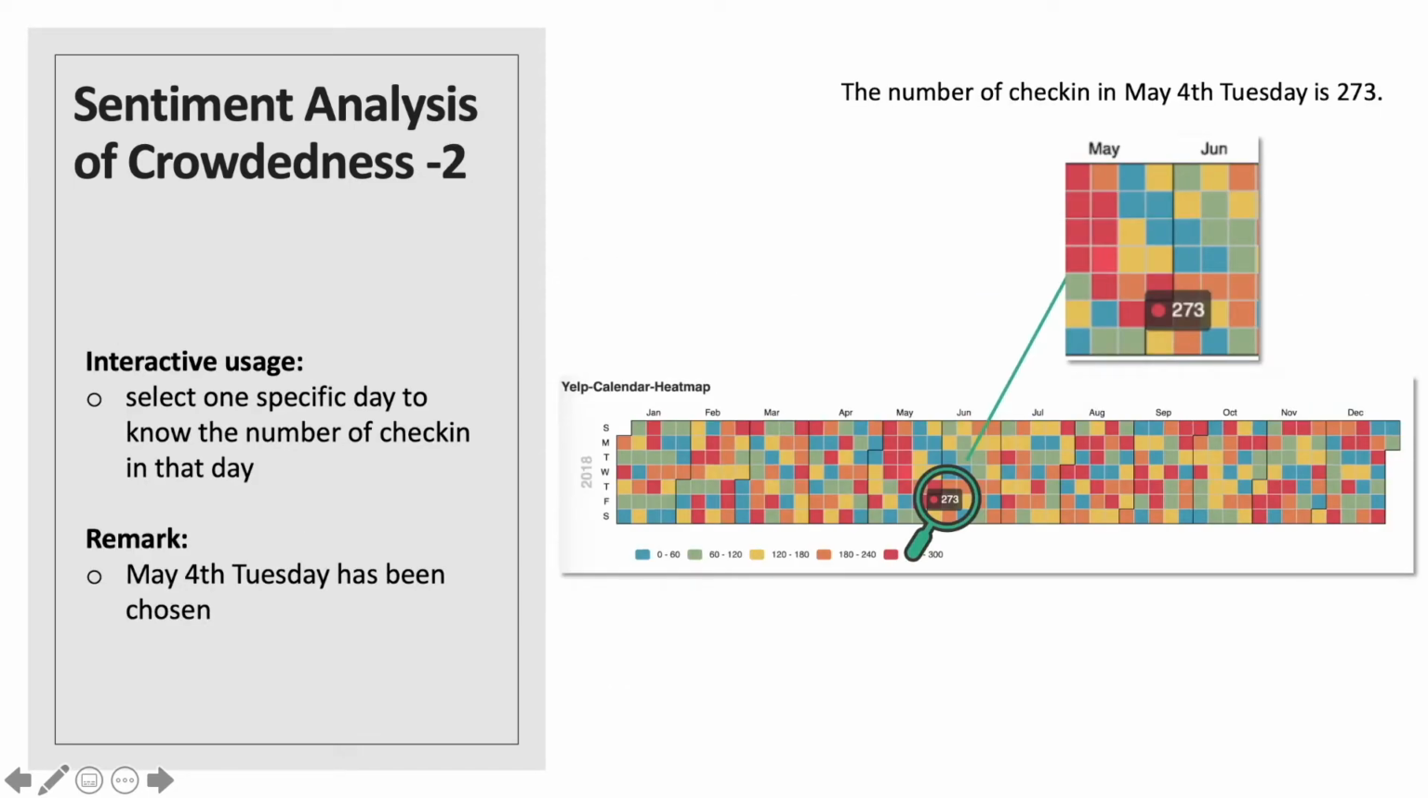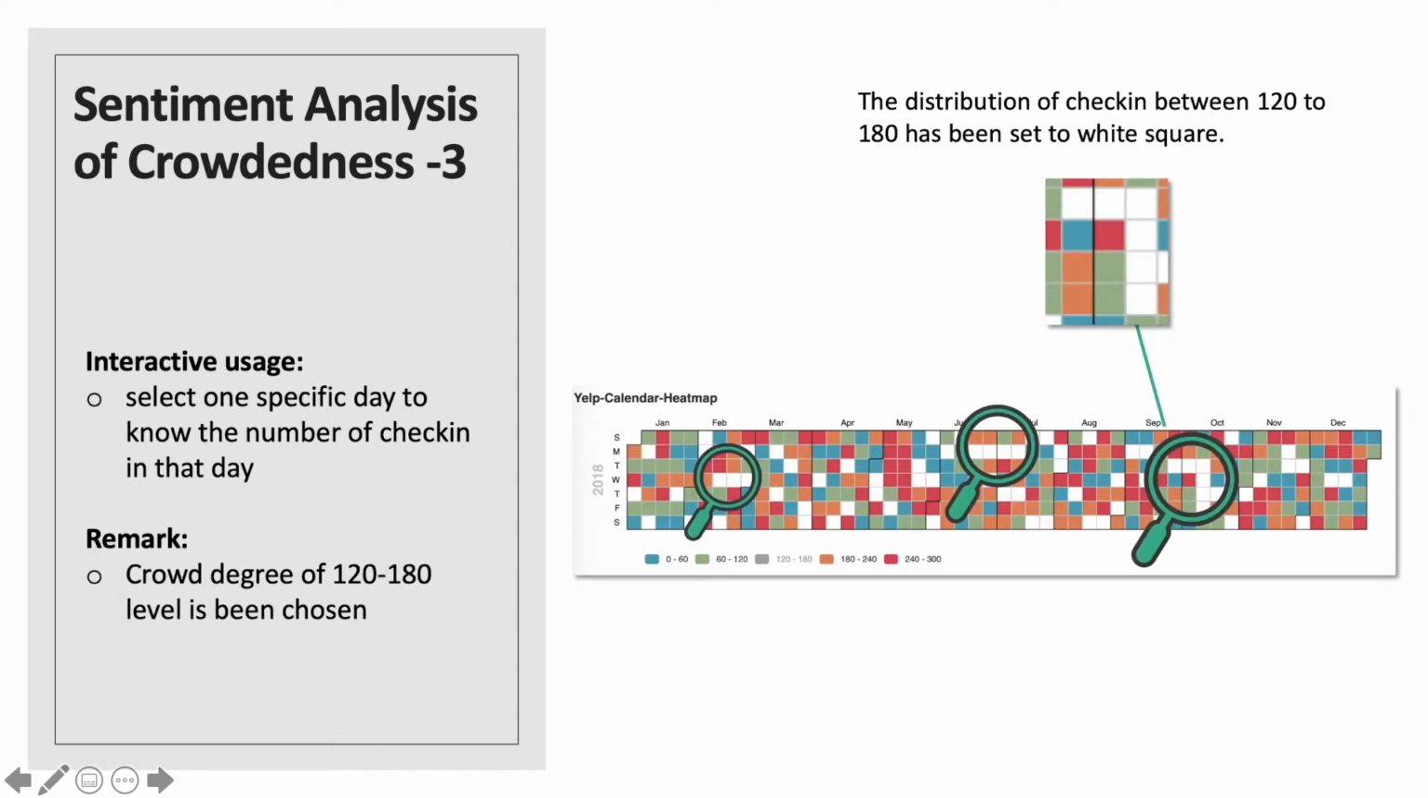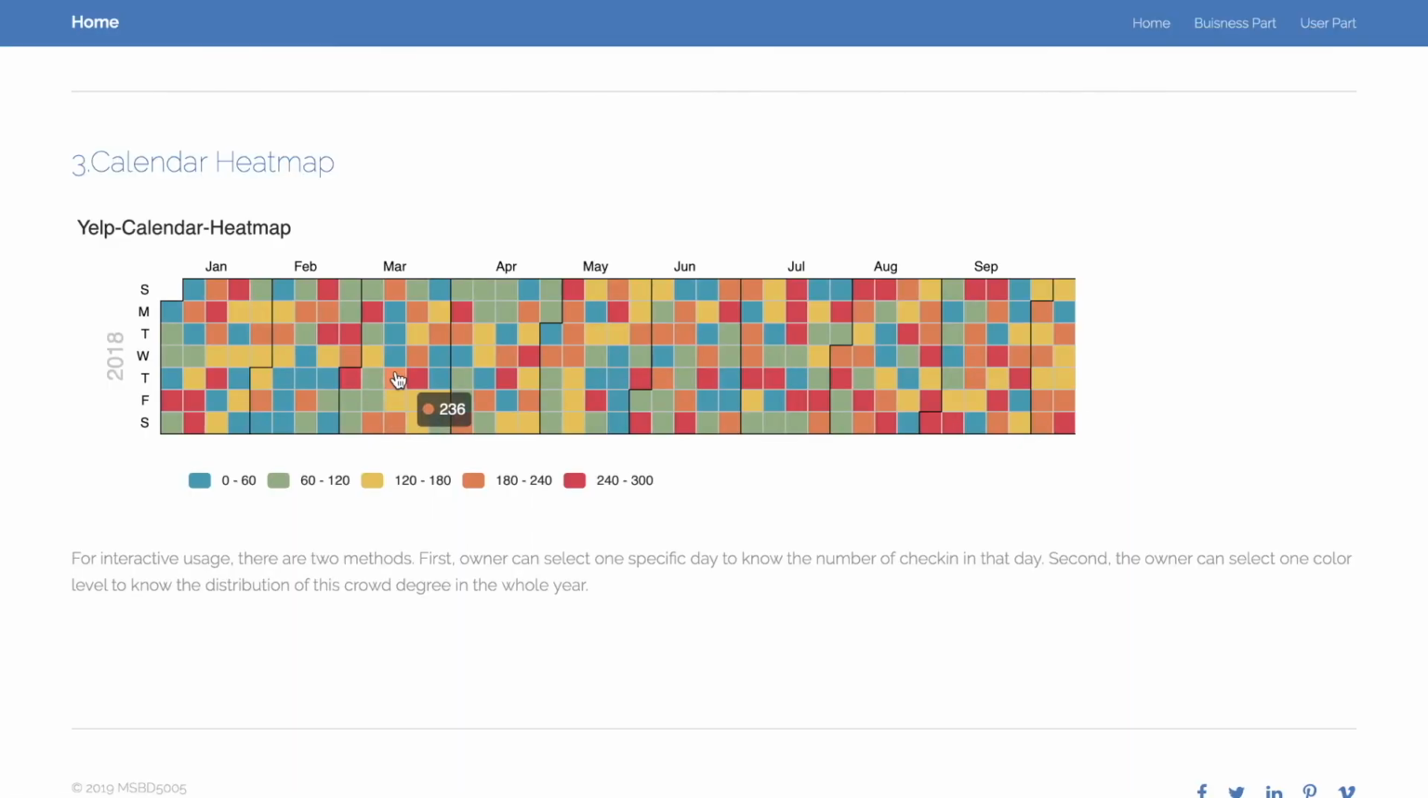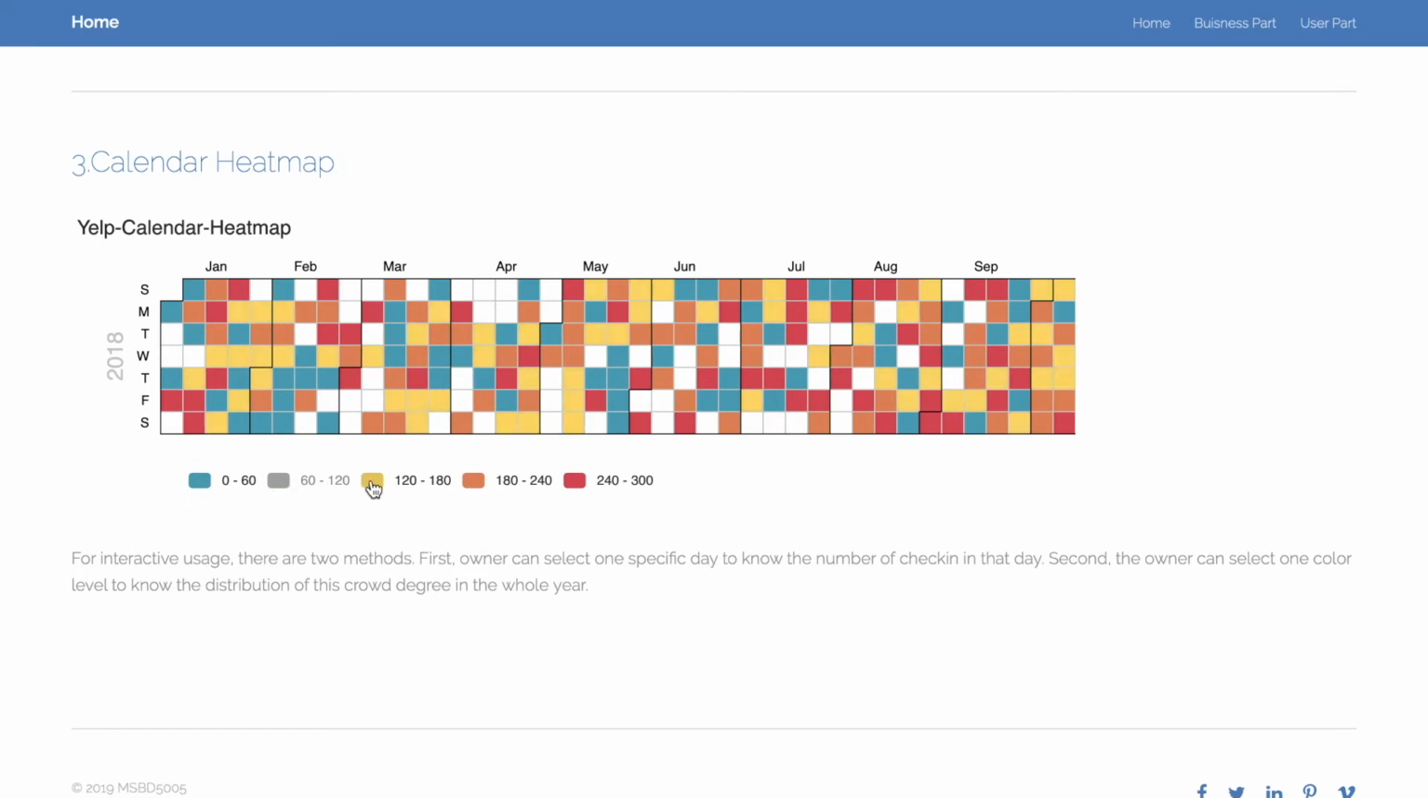For interactive usage, there are 2 methods. First, the owner can select 1 specific day to know the number of check-ins on that day. Second, the owner can select 1 color level to know the distribution of this crowd list in the whole year. For example, we can select 1 specific day to know the number of check-ins on that day, and then select 1 color to know the distribution of this crowd list in the whole year.